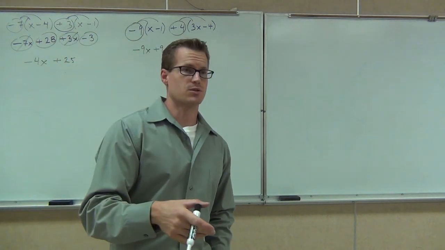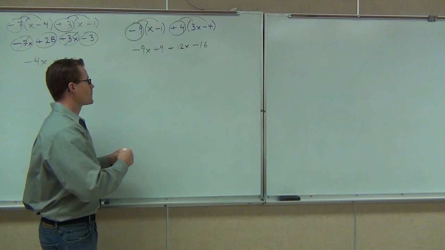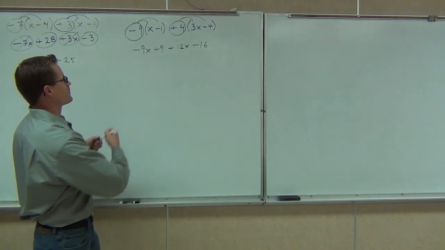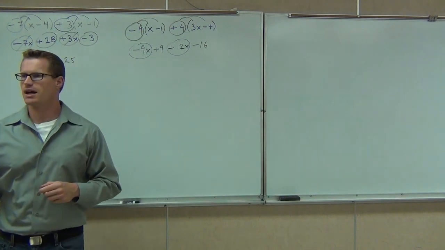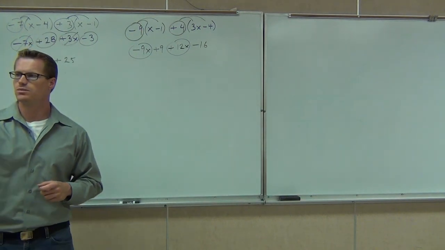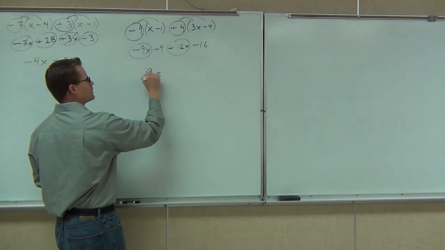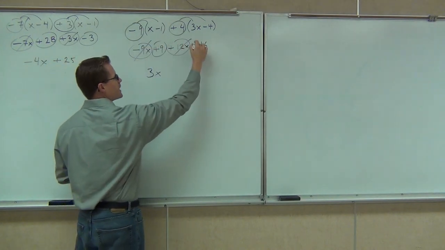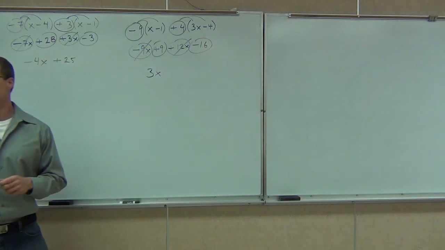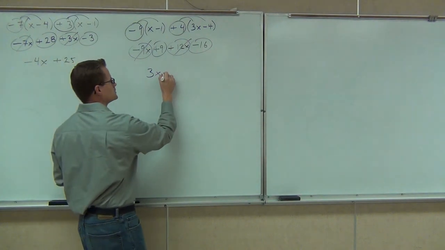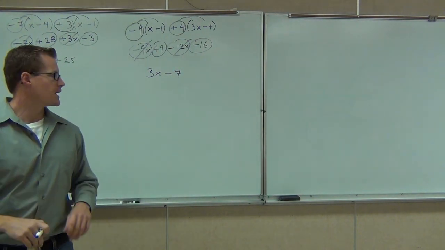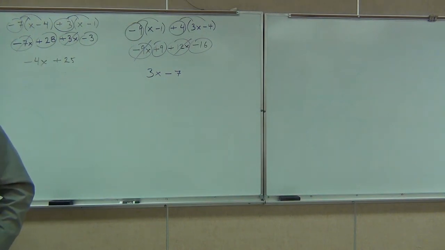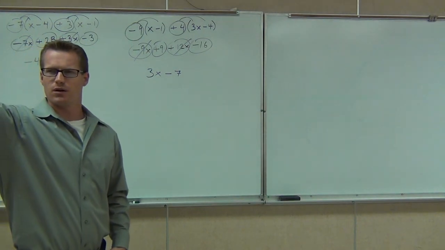Do we have any like terms? Negative 9x and positive 12x. Sure, let's do that. If we combine them, use the addition rule: different signs, subtract, sign of the bigger number, gives you... Perfect. And lastly, we'll have positive 9, negative 16, that gives me what? I'm done. Can't combine. I feel pretty good about this so far.